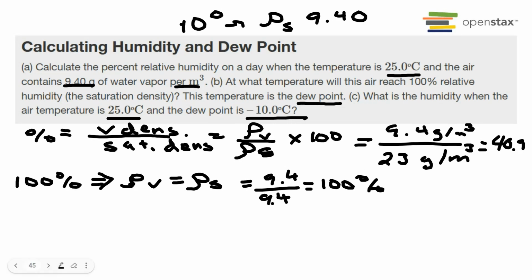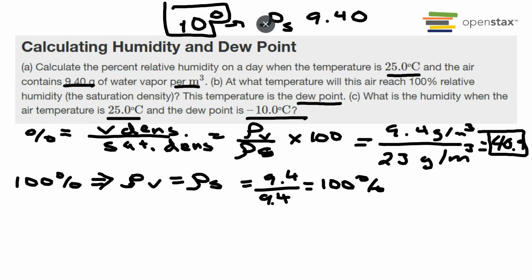Okay. Let me see, so that's part B. Let me just double check and make sure. Yeah. So in that case it's 10%. So for part A, well, we'll recap. This is part A. Part B is 10 degrees Celsius.